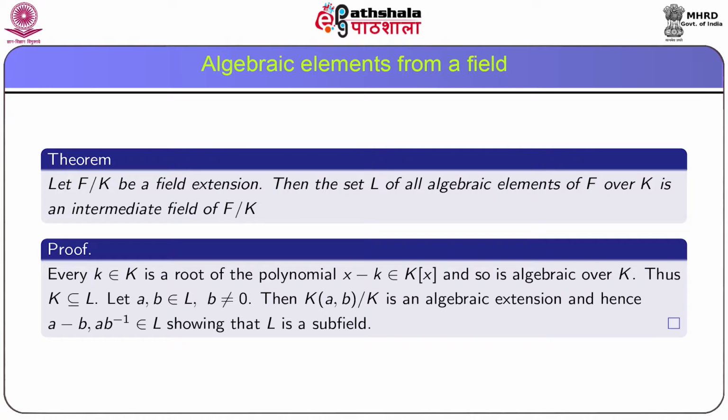Since K(a,b) is a field and a, b belong to this field, we have a minus b and a b inverse are elements of K(a,b). And since K(a,b) over K is an algebraic extension, it follows that a minus b and a b inverse are also algebraic over K. That is, a minus b and a b inverse belong to L. Thus, it follows that L is a subfield.